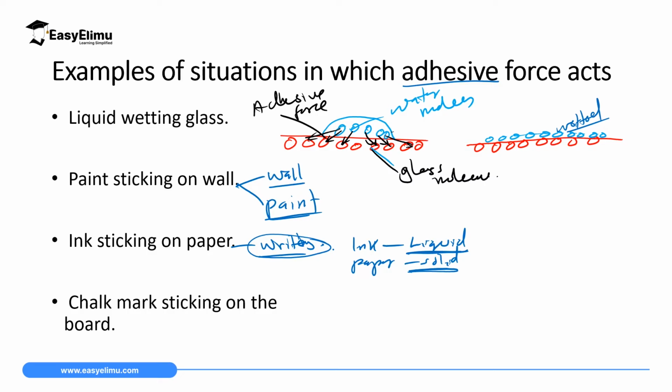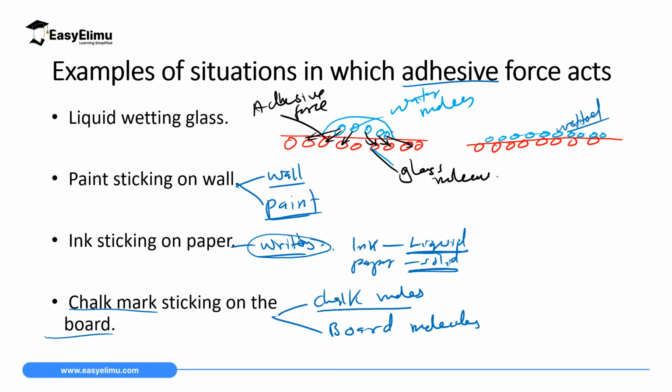And then another scenario is a chalk mark sticking on the board. Whenever a teacher is writing on the board using a chalk, we have two kinds of particles. We have particles of the chalk molecules, and then we have the board molecules.